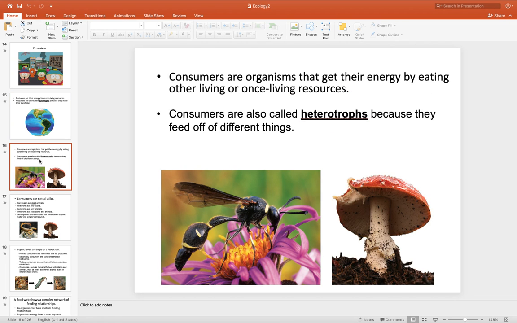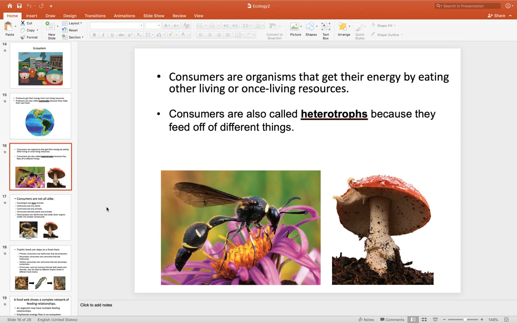Now, in terms of consumers, consumers are organisms that eat other living things. And so consumers are going to be called heterotrophs. In terms of the pictures that we see here, heterotrophs could be us, they could be this wasp, they could be even this mushroom, where this mushroom acts as a detritivore or a decomposer.